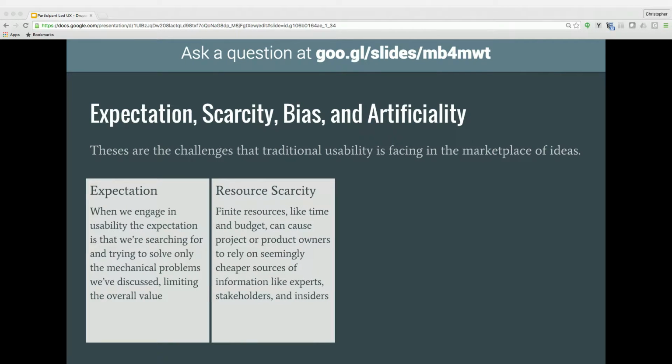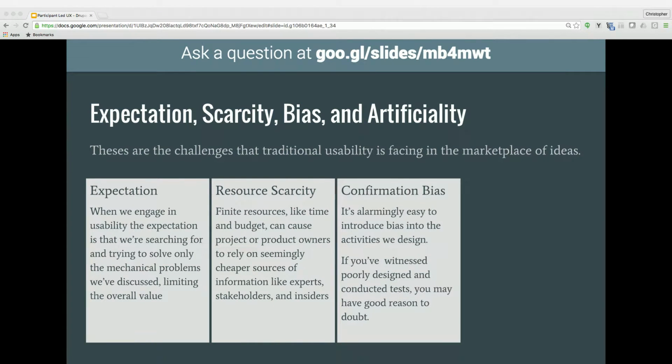Resource scarcity. If I don't have time and I don't have budget, I may not want to do usability because I think usability is expensive. This is kind of tangential to the main track of the talk, but it's one of the things that we're constantly talking about. Confirmation bias. A lot of people who are new to usability or new to any kind of research tend to design studies, at least early on in their game, that basically are designed to prove what they already think.